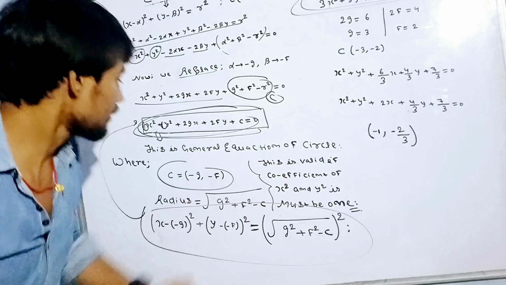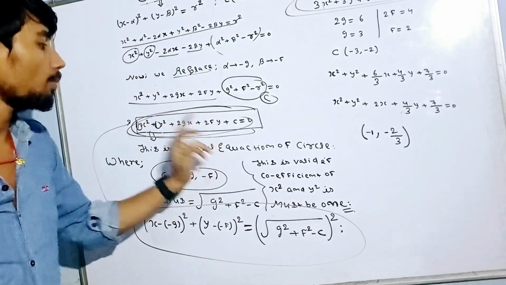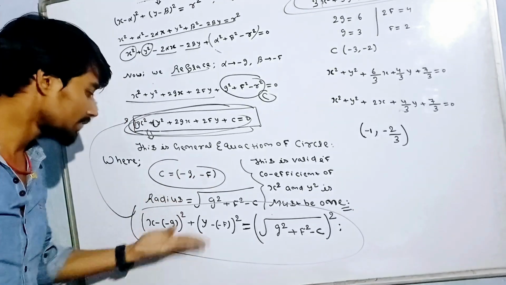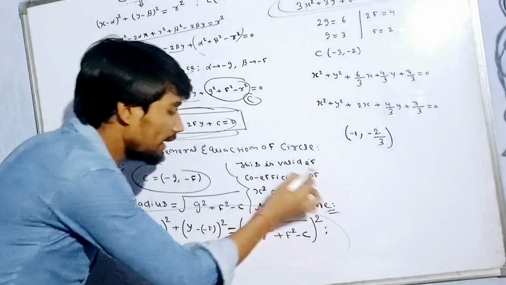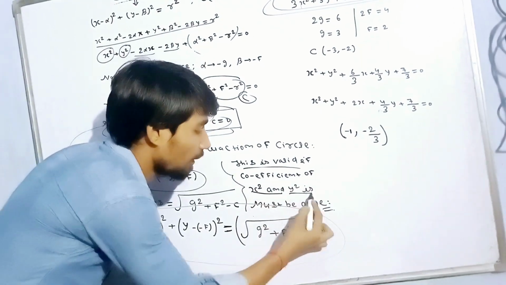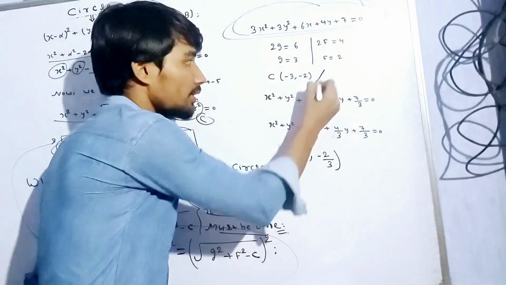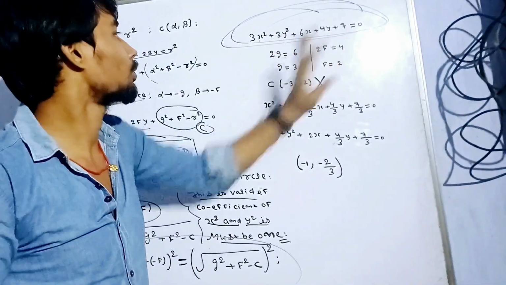Here it is mentioned that the general equation of a circle is x square plus y square plus 2gx plus 2fy plus c is equal to 0, whose center is (-g, -f) and the radius is under root g square plus f square minus c. This is valid only if the coefficient of x square and y square is 1. So first we make the coefficient of x square and y square equal to 1.